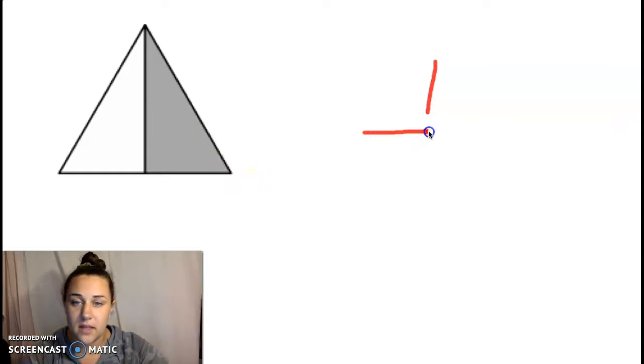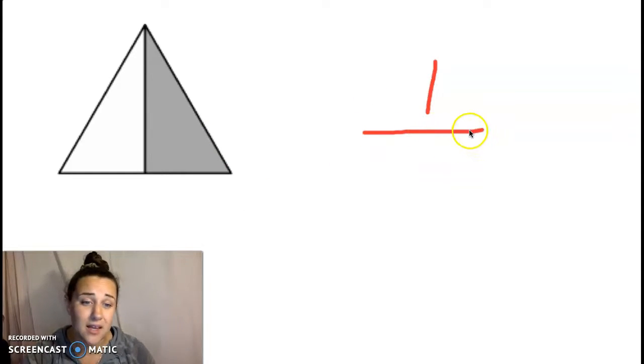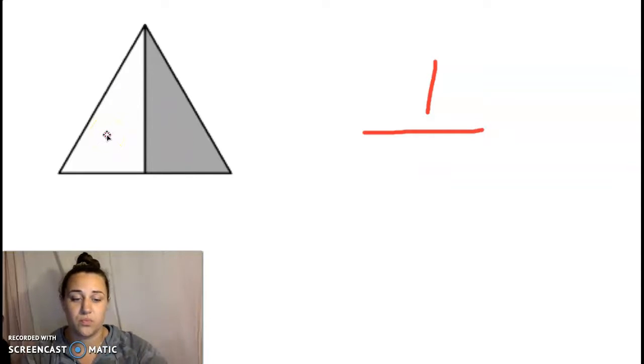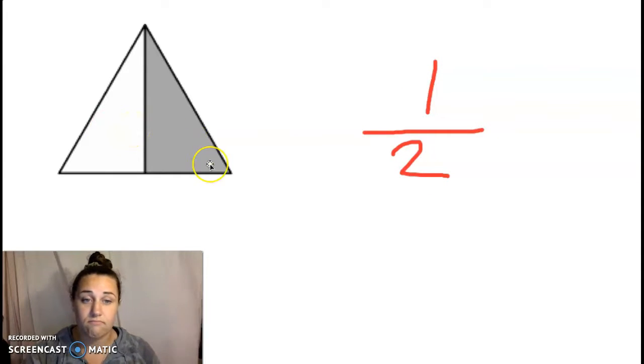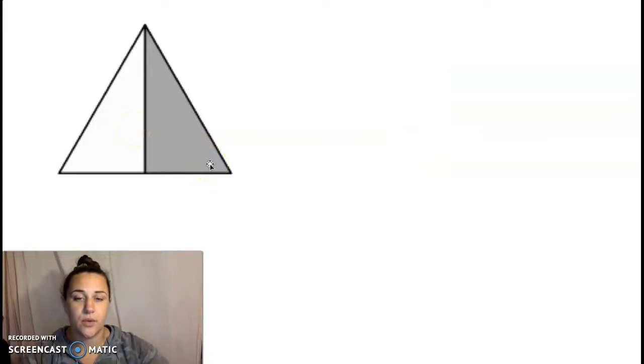So I have to put my line. Out of, this basically means out of how many. This line is telling you out of, right? So I'm saying 1 out of how many altogether? Well, I just have to count, friends. 1, 2. So 1 out of 2, or 1/2 of the triangle is shaded. Right? Simple. Let's do another one.